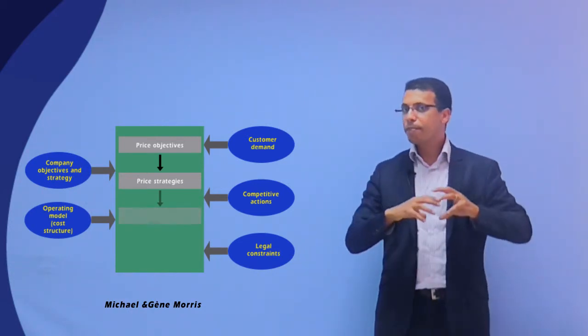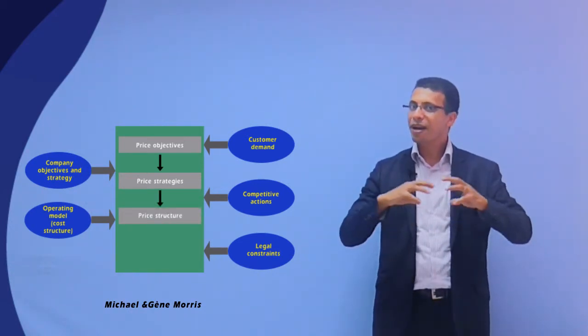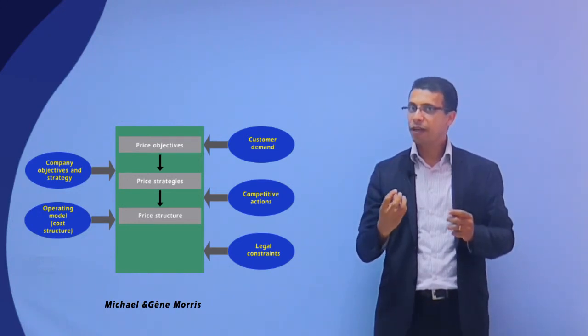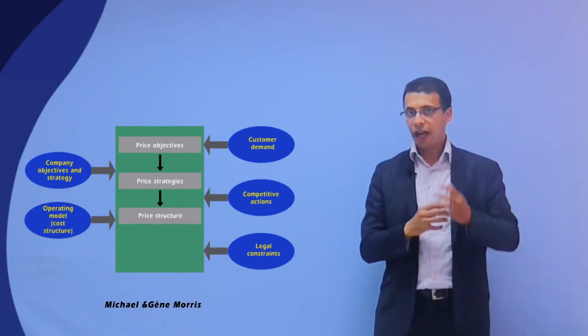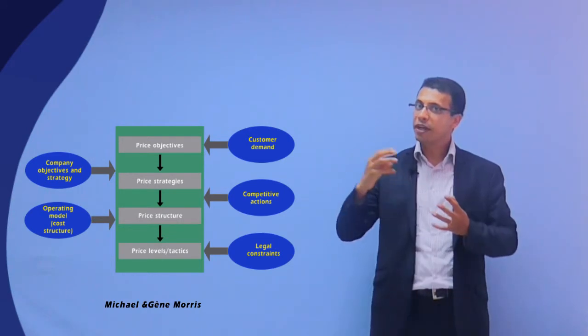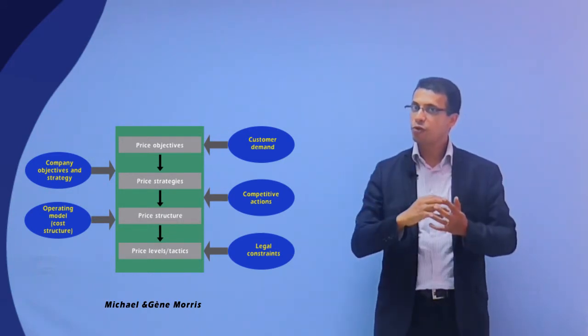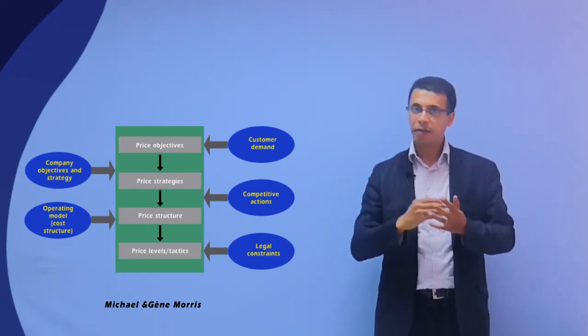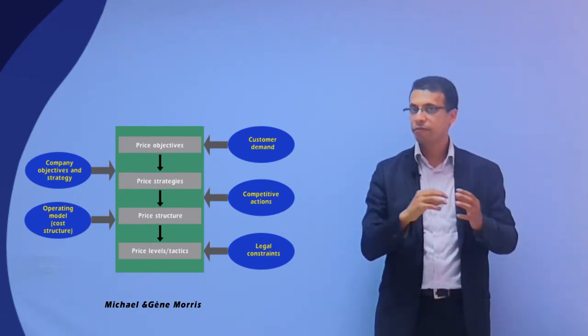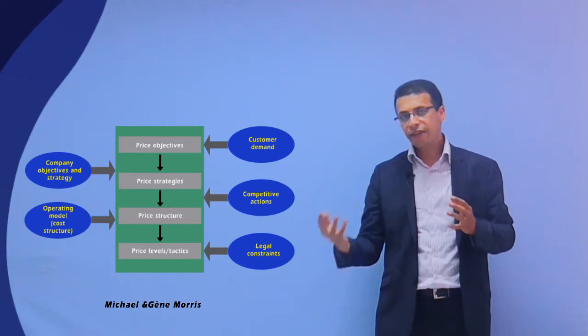The third step is the price architecture, what we call the price structure. What are the variables that will compose our pricing structure? And the last one, we need to decide on the pricing levels based on the customer segment. Are we going to decide on various levels based on, for example, the customer contribution to our turnover? And then the tactics as well.